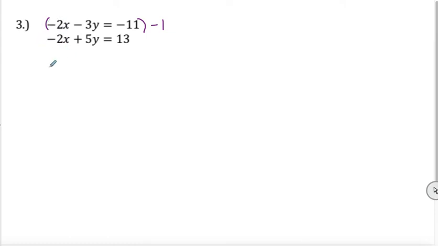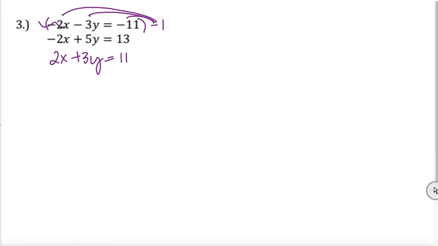Right now, if I would have added, I would have got negative 4x and 8y. I still would have had an x and a y, and I couldn't have solved with those. So I'm going to multiply this top equation times negative 1. All that does, ladies and gentlemen, is change all these signs. It's going to make them all positive. So I'm going to get 2x. Negative 1 times negative 3 is now positive 3y. Negative 1 times negative 11 is positive 11. So it's like you're going to distribute a negative 1 times each term.